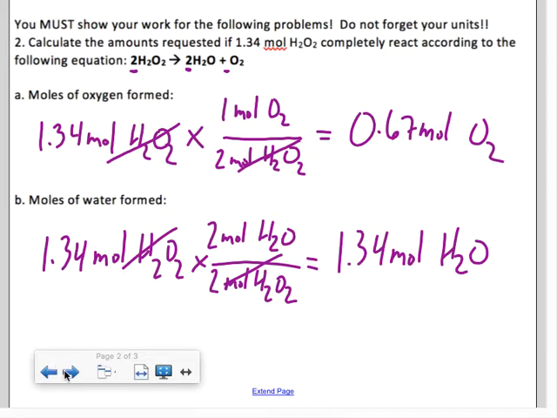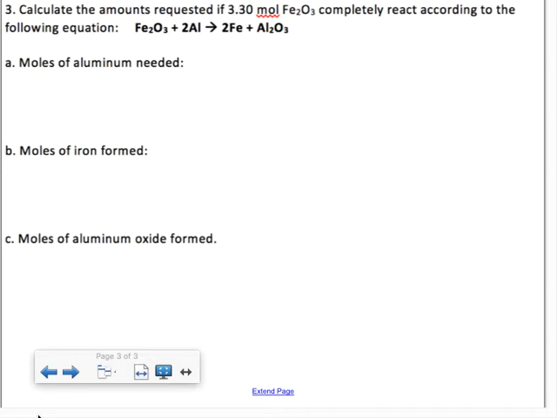All right, final question. Calculate the amounts requested if 3.3 moles of iron oxide completely react according to the following equation. Iron oxide plus aluminum yields iron plus aluminum oxide. So, how many moles of aluminum are needed for this reaction given 3.3 moles? So first off, I should probably say, is this chemical equation balanced? Yes, it is. All right. So then after that, you start with what you're given. 3.30 moles of iron oxide.